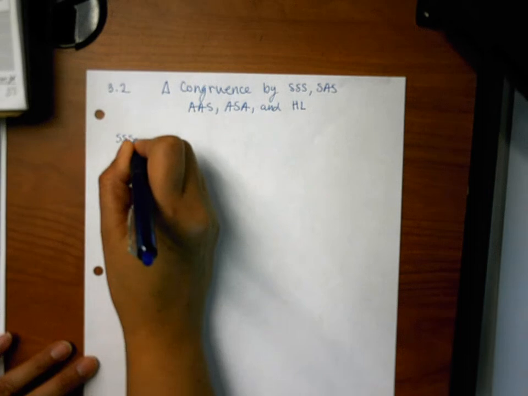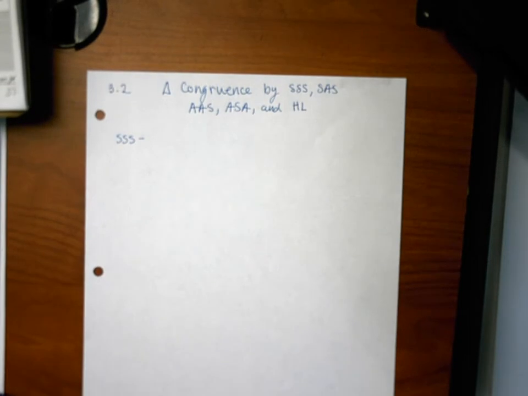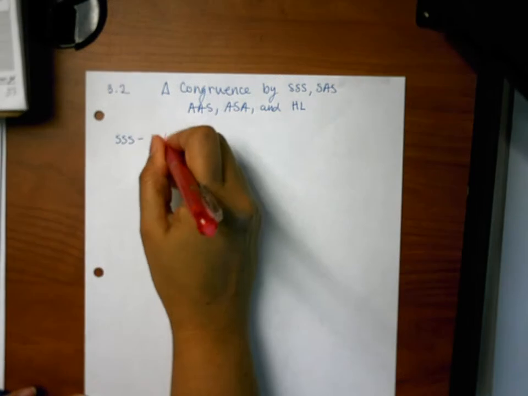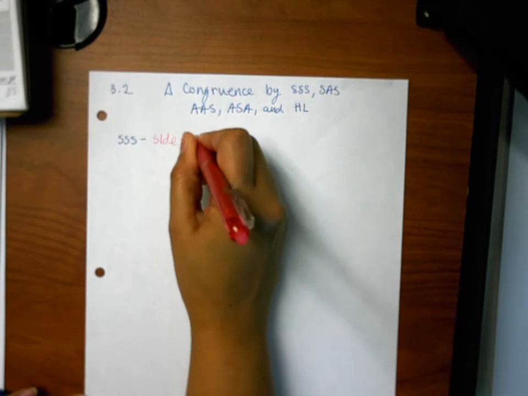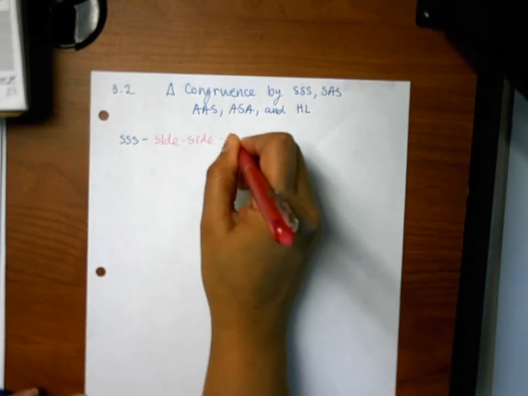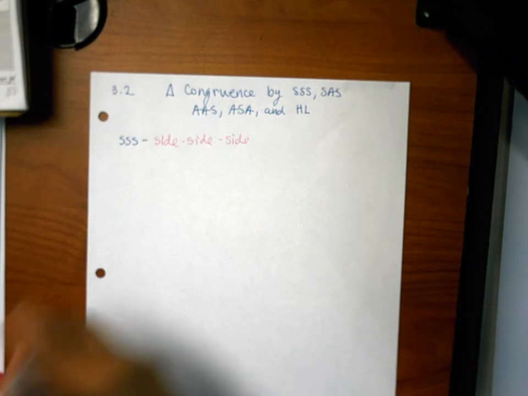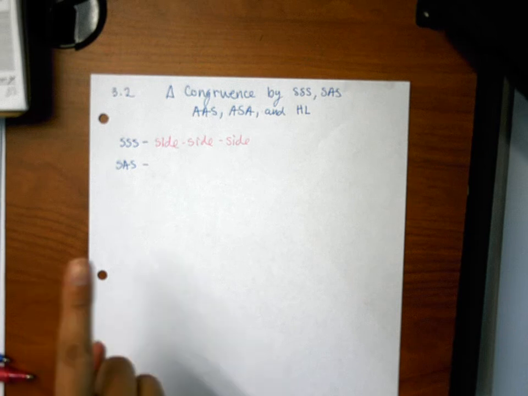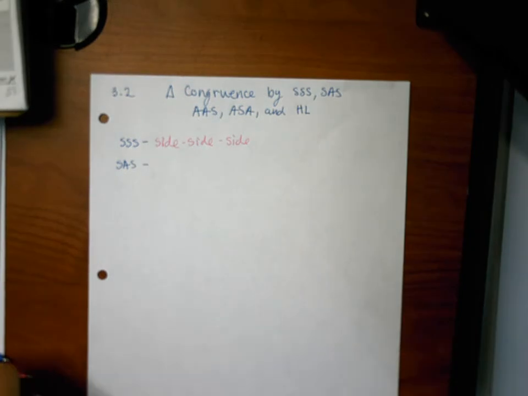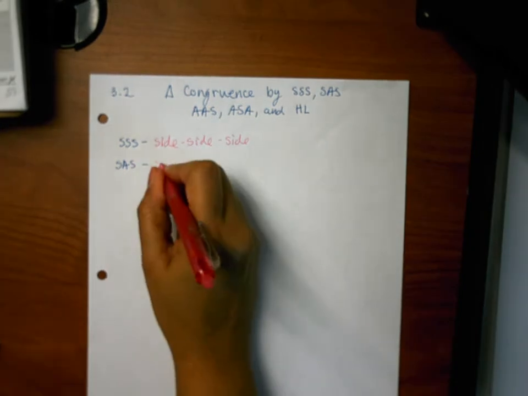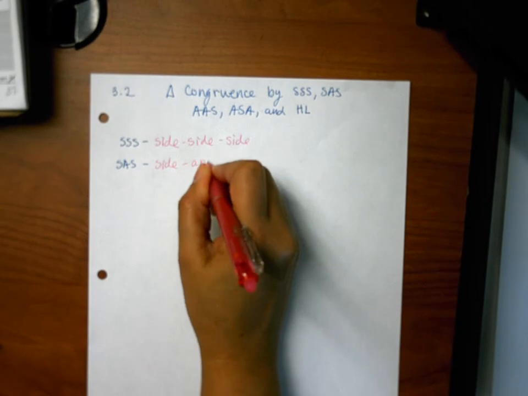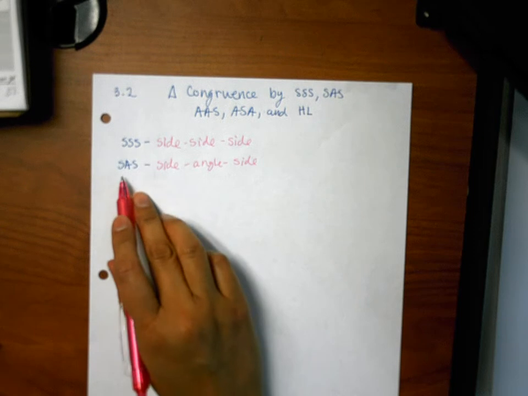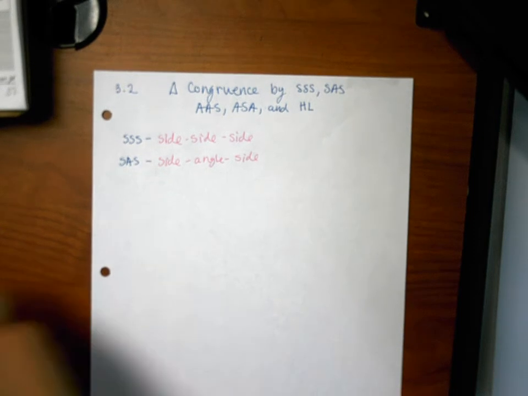So SSS stands for what? Side, side, side. And we don't want to have to write side, side, side every single time, so we just use SSS from here on out. Okay, SAS, what do you think SAS stands for? Side, angle, side. And same thing, we don't want to write that every single time, so from now on we're just going to use SAS.